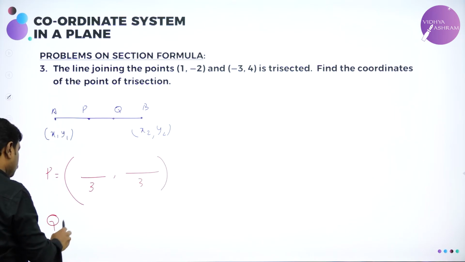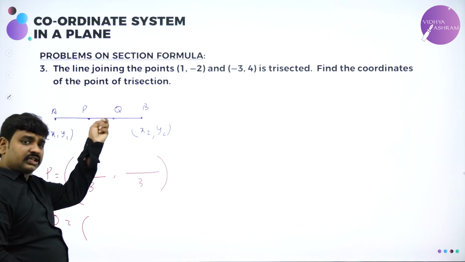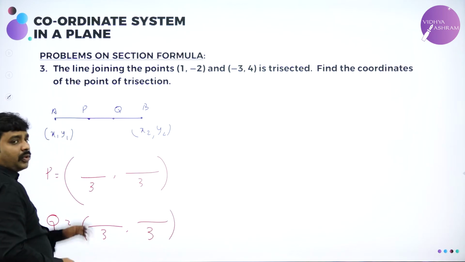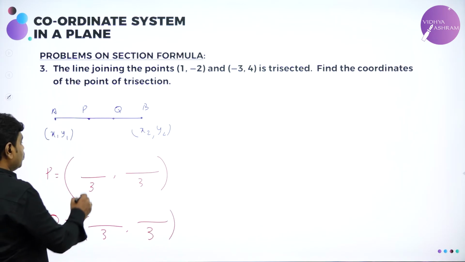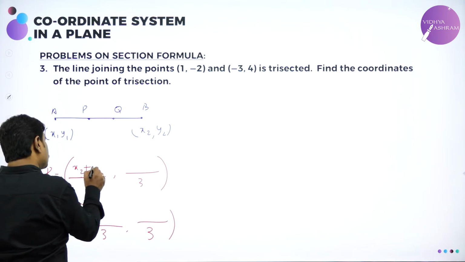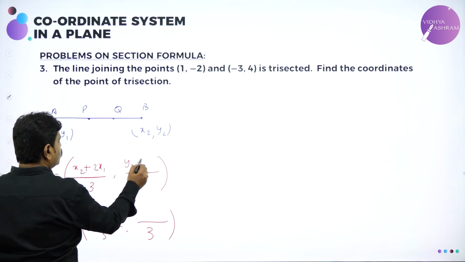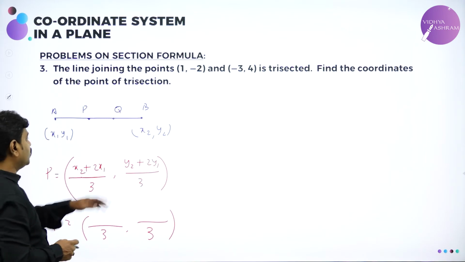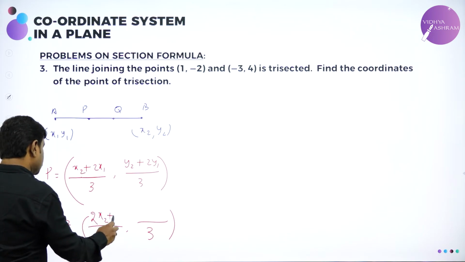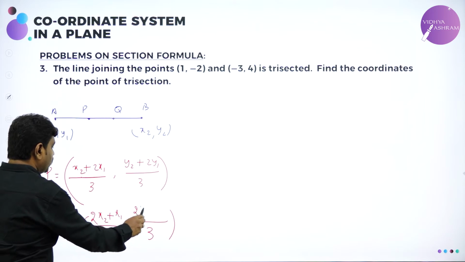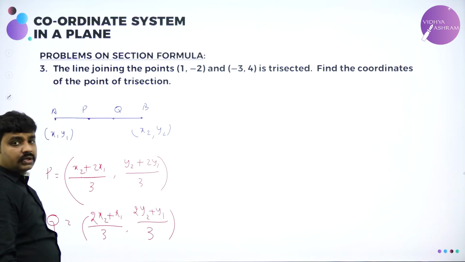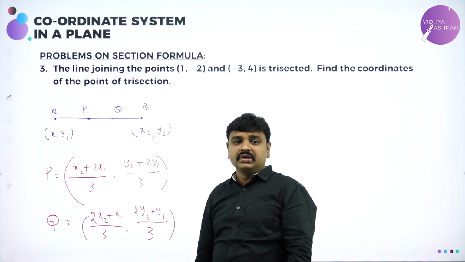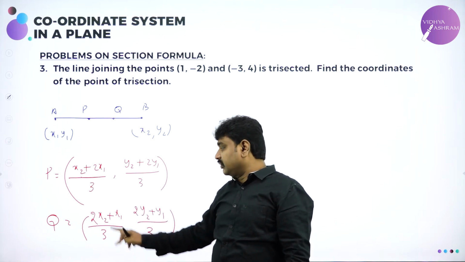Even for the Q formula, the ratio is 1 is to 2 for one, and 2 is to 1 for the other, 1 plus 2 is 3. So the denominator is 3. For this point 1 acts as M, so it will become x2 plus 2x1, and this will become y2 plus 2y1. This will become opposite when I take Q, 2 is to 1: 2 into x2 plus x1 and 2 into y2 plus y1. So directly we can use this formula. You can see trisection means by 3, by 3. First we'll have 1, 2, then we'll have 2, 1, that's it.